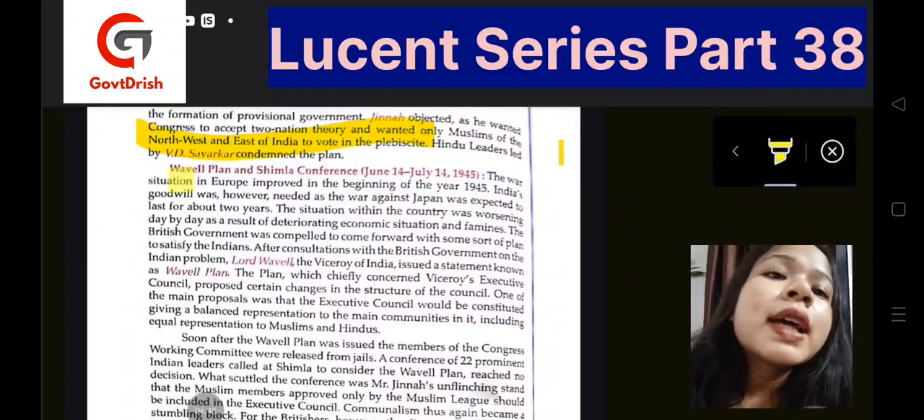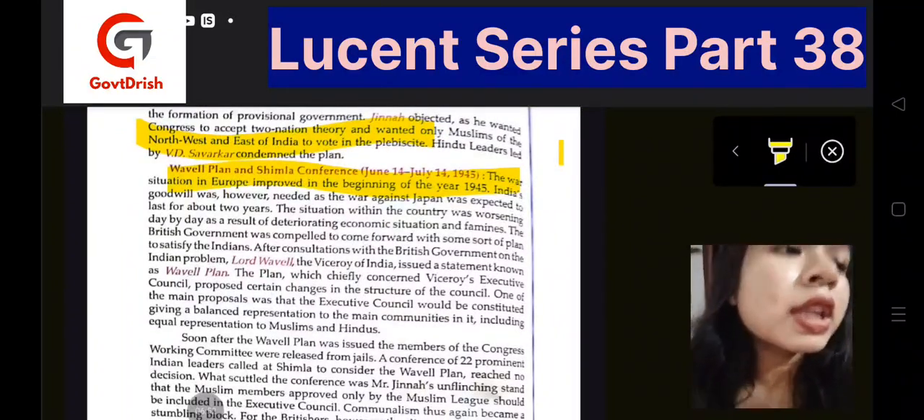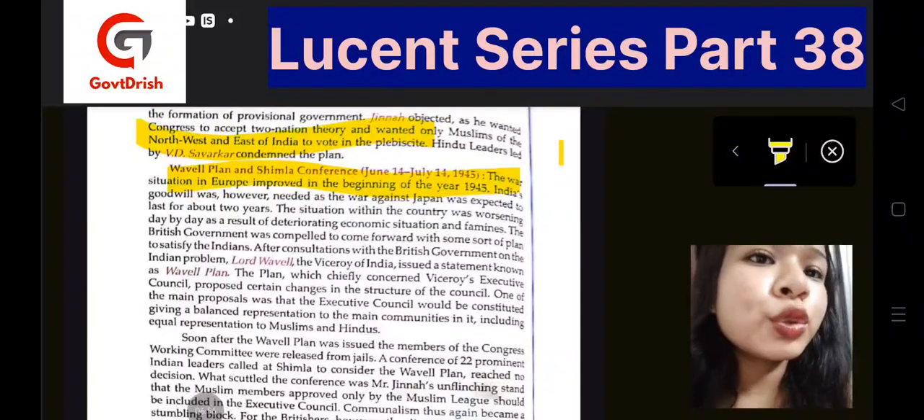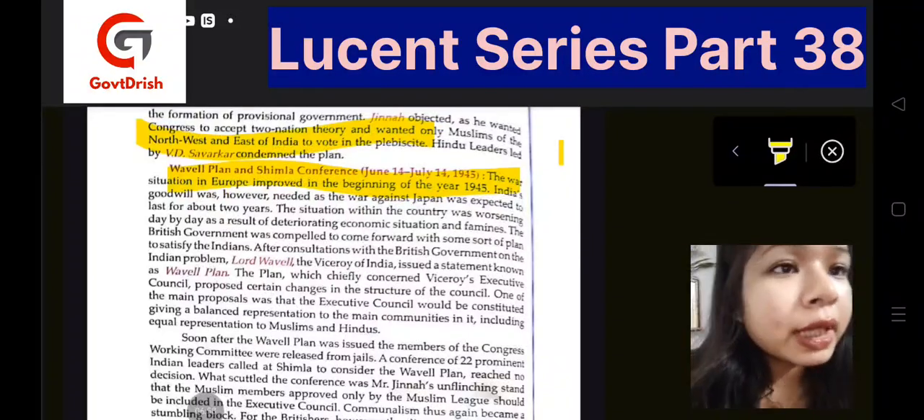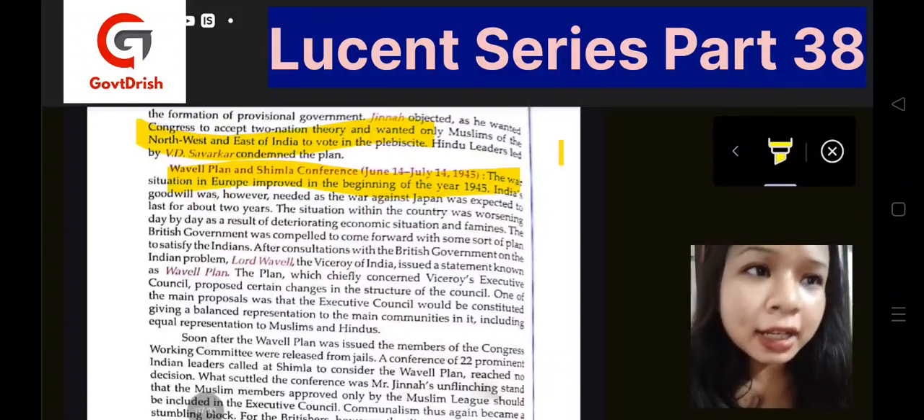Now, the Wavell Plan and the Shimla Conference. This is very important. The Shimla Conference is very important. Now, there was a war situation in Europe, but then it had improved. The war situation in Europe was improving in the year 1945.